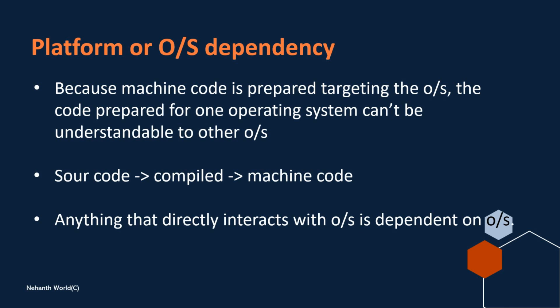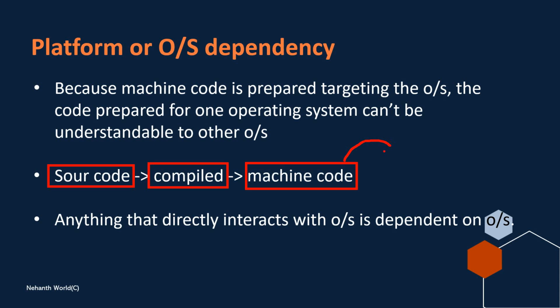For example, there is a source code written in C language. When you compile the C language inside the Windows operating system, it will generate the output which is understandable to that particular machine, that means that particular Windows operating system. If you want to take this code and run inside the other OS, it will not run, because when you are compiling, it is generating this machine code by targeting that Windows machine.